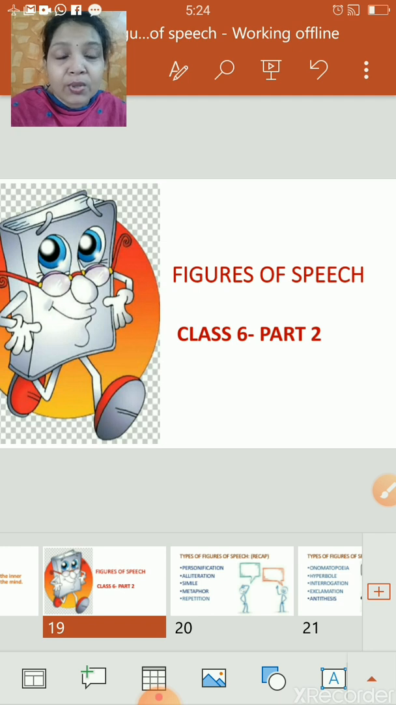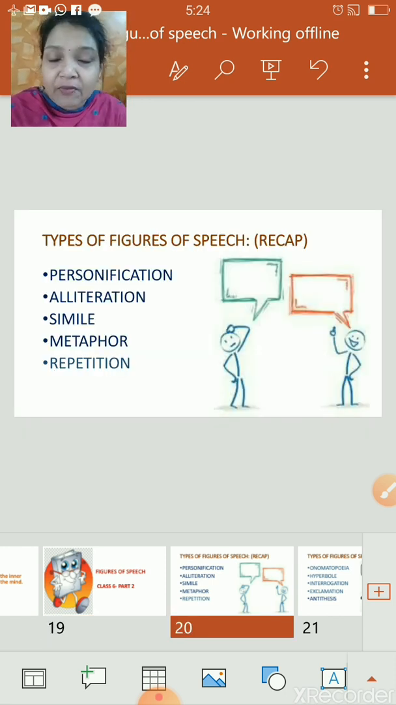So, today we are going to continue with part 2 of figures of speech. I'm very sure that you must have revised the part 1 session. So, let us first go through a quick recap of all the five topics that we have already covered. We had covered personification, alliteration, simile, metaphor, and repetition. And I'm very sure you must now be experts in recognizing these kinds of sentences.